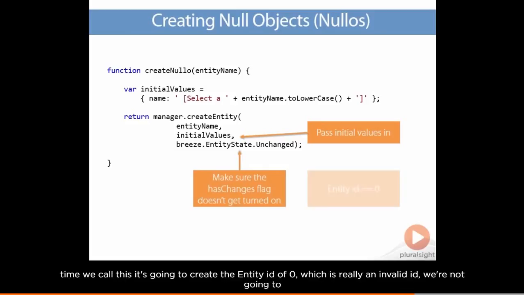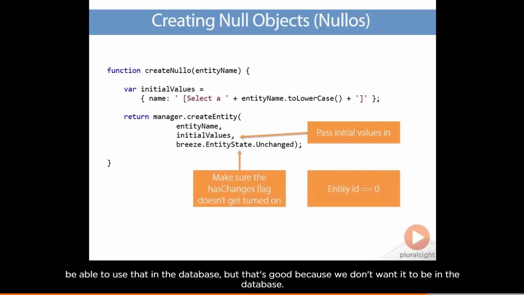And the first time we call this, it's going to create the entity ID of 0, which is really an invalid ID. We're not going to be able to use that in the database, but that's good because we don't want it to be in the database. This is a completely client-side entity that we're really just using for the client in the presentation layer to help us with the drop-down list and the user experience, and basically so our objects have that object navigation intact.